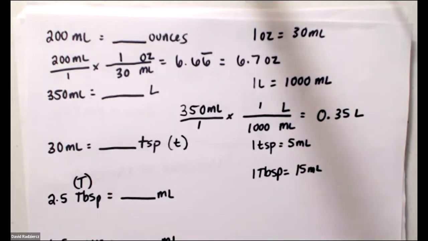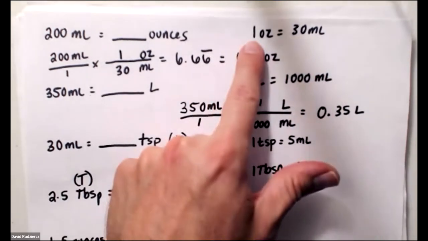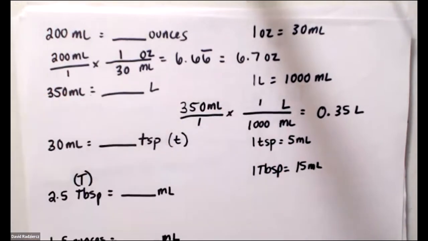So guess how many teaspoons equal a tablespoon? 3. 3 teaspoons equal a tablespoon. And 2 tablespoons equal an ounce. So some of this starts to come together, which is sometimes kind of fun.